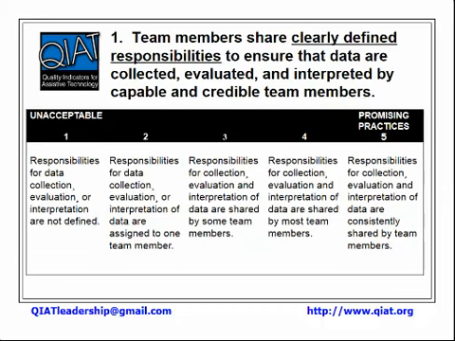As we look at this matrix, the first column on the left, labeled number 1, describes unacceptable as the lack of a defined evaluation process. Column number 2 indicates the burden of evaluation is assigned to only one person. Number 3, some team members share in the data process. Number 4, most team members share in the process. And number 5, the most promising practice, describes a team that shares the data process consistently.